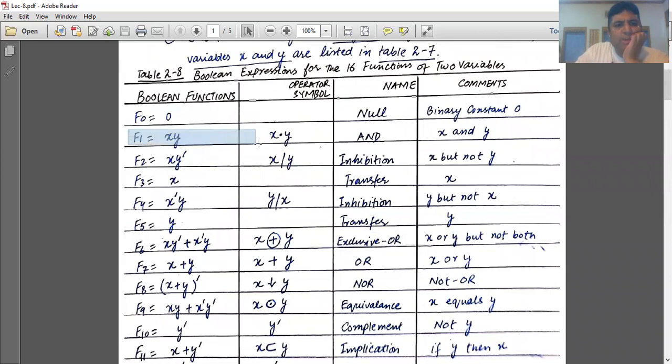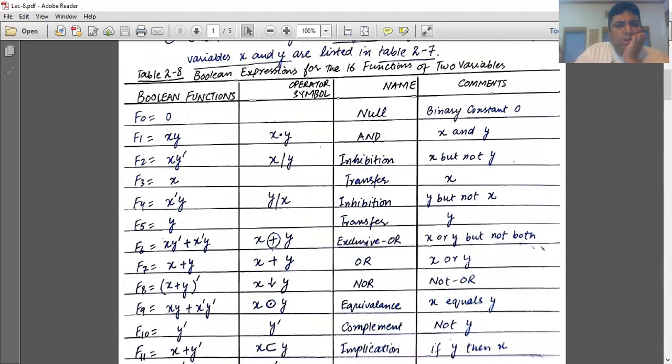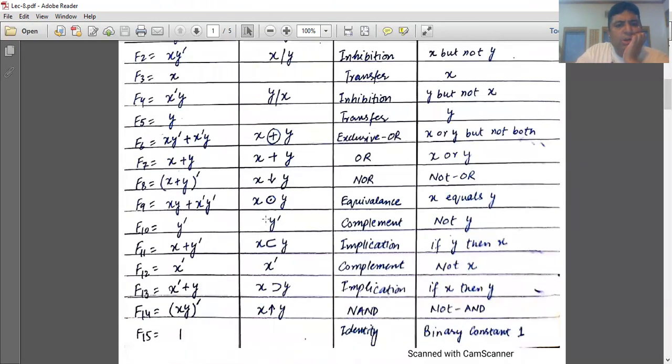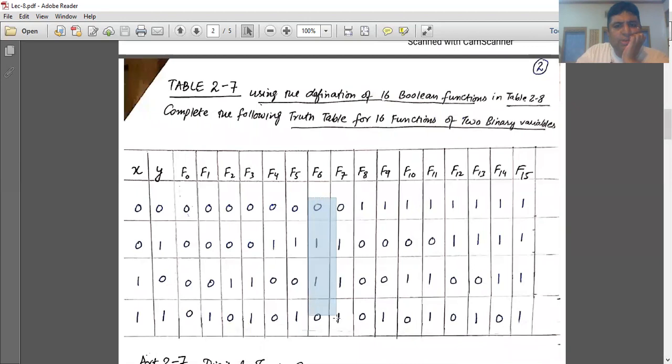For example, F1 is x y, and this is the AND operation. When both the inputs are 1, it will give 1 output, otherwise it will give 0 output. And similarly, you can see OR, and for example, you can say F6 is x y bar plus x bar y. This is F6. When x and y are different, it is giving a 1 output, and when x and y are the same, it is giving a 0 output.